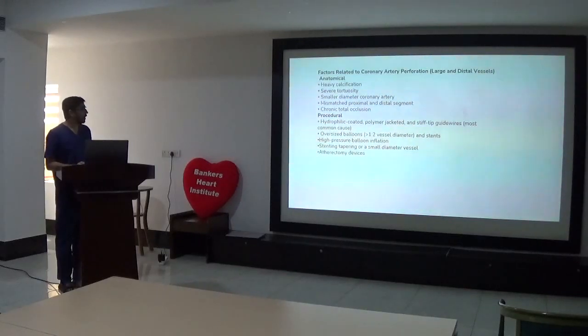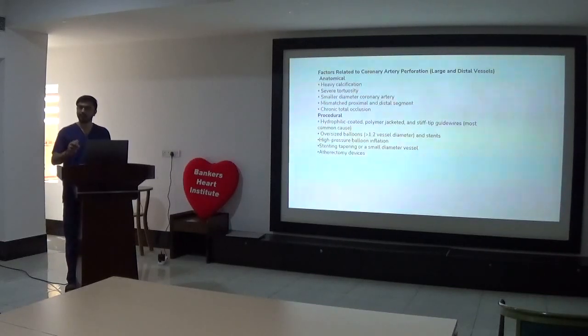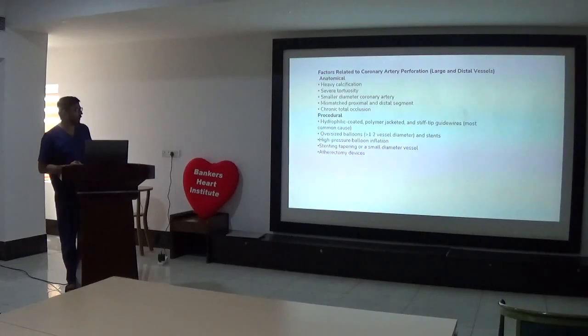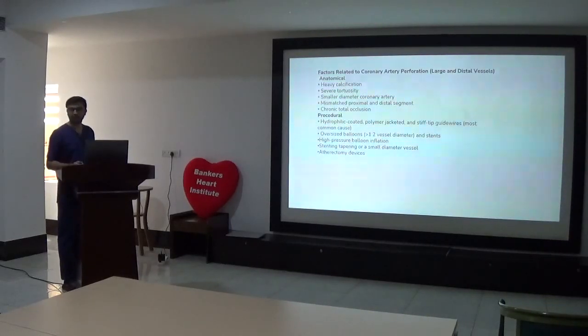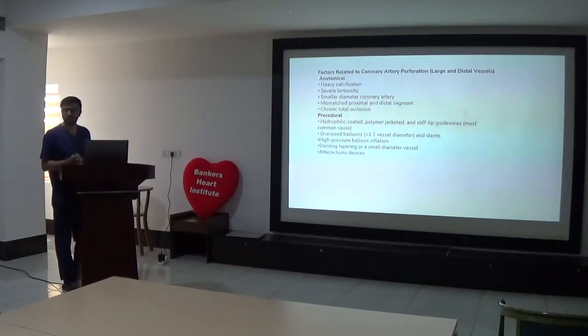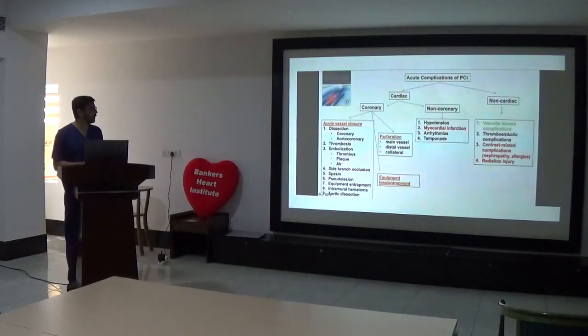Most commonly we see overinflation. We have to make sure that we choose the balloon according to the vessel size, at a one-to-one ratio and appropriate pressure. If you overinflate, it will lead to an internal tear and intramyocardial hematoma, and more or less it will lead to dissection and perforation. So with an oversized balloon and stent at high pressure, if you go to 12 or 14 millimeter, a small balloon is okay, but beyond a certain level the vessel is not tolerant and it will ultimately lead to perforation. Other risks are stenting a tapering or small-diameter vessel, and atherectomy devices like the rota device and IVL device. So these are the risk factors.